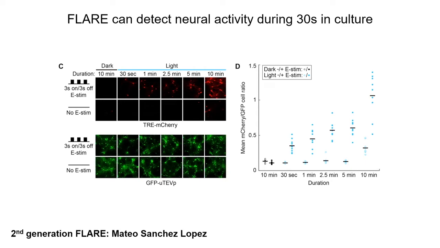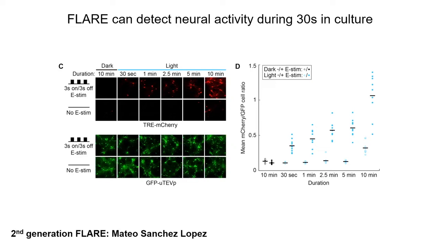All right, so that was the first generation of FLARE, and then a postdoc in the lab, Mateo Sanchez-Lopez, used directed evolution of the TEV protease in yeast cells to generate a much more catalytically efficient protease that we've now incorporated into our next generation of FLARE, along with some rational engineering of the LOV domain to create a tighter LOV domain. And so this is how this tool works when we express it in cultured neurons.